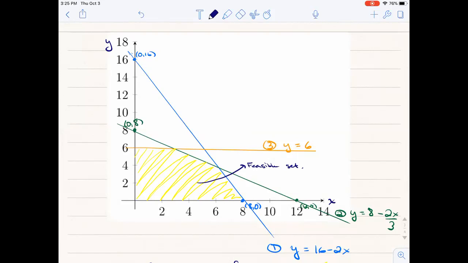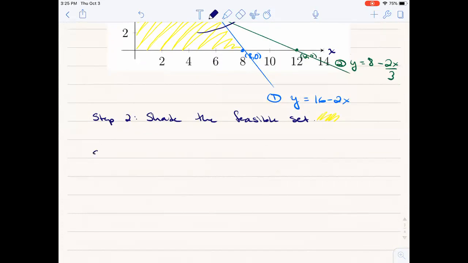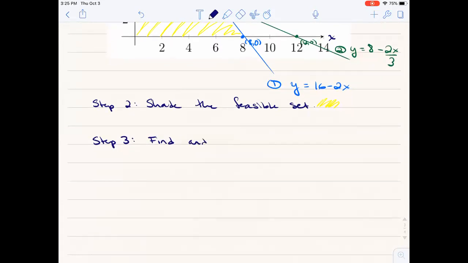Okay. So, step 3. Find and label all points of intersection.